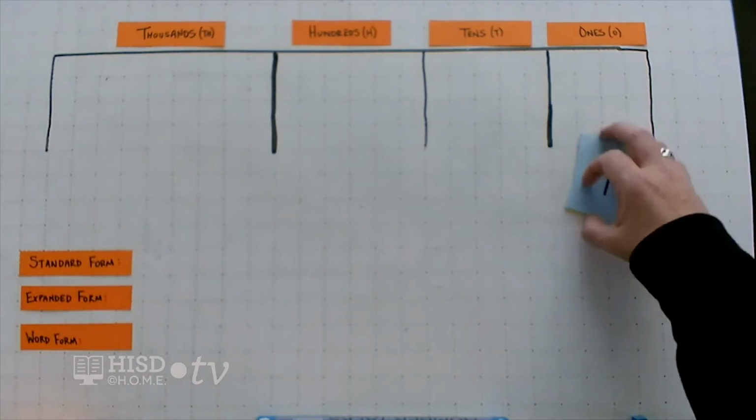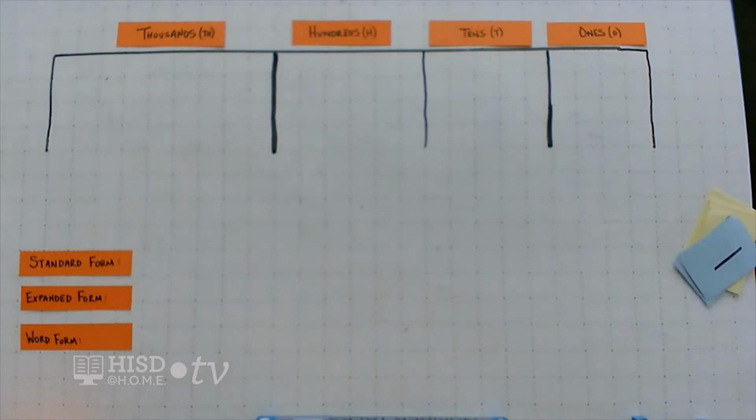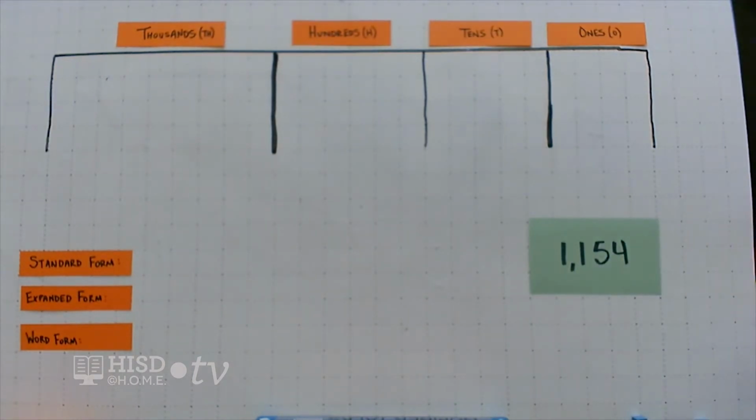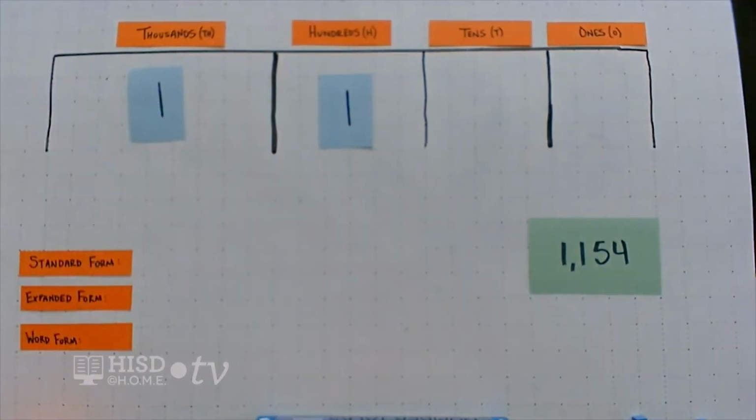And then we do have our digit cards available for our next section. So Cooper brought me a number and said, hey, build this number. Let's work on this number together. So he showed me this number, 1,154. So let's decompose this value. We have a 1 in the thousands place. We have 1 group of 100. We have 5 groups of 10, and 4 groups of 1s.